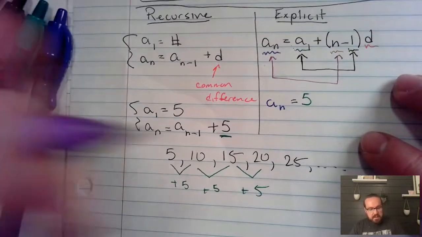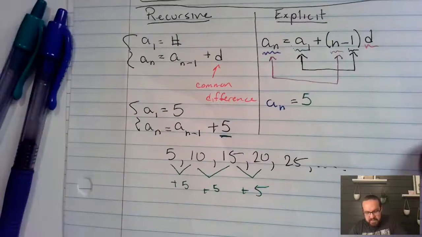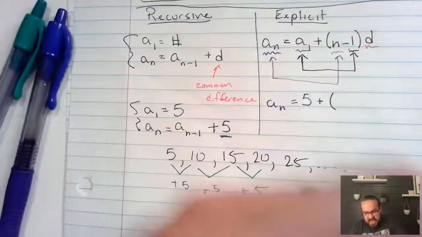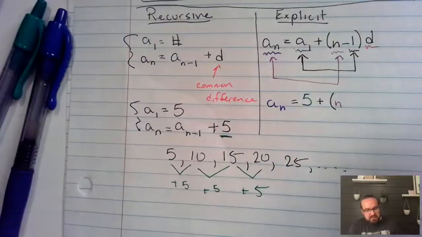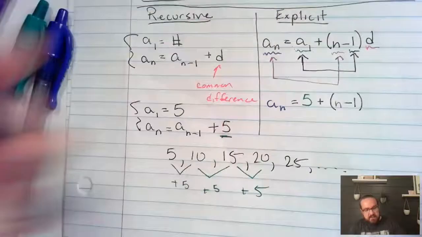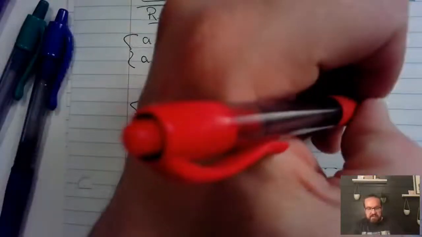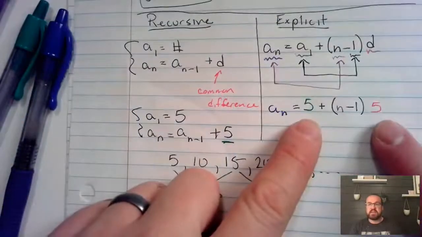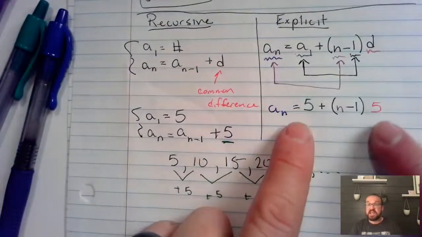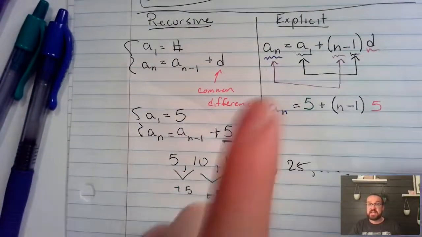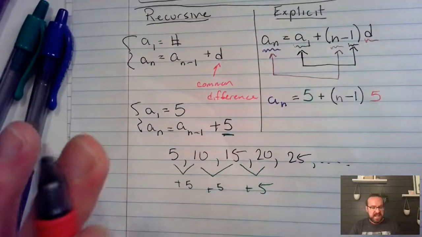I got a plus sign there, and I just have an n, right? That's typically what we view as the x, so n minus 1. And then my common difference would be 5. It is just a coincidence here that these two 5s are the same. Okay? Just a coincidence. Not always will they be the same.